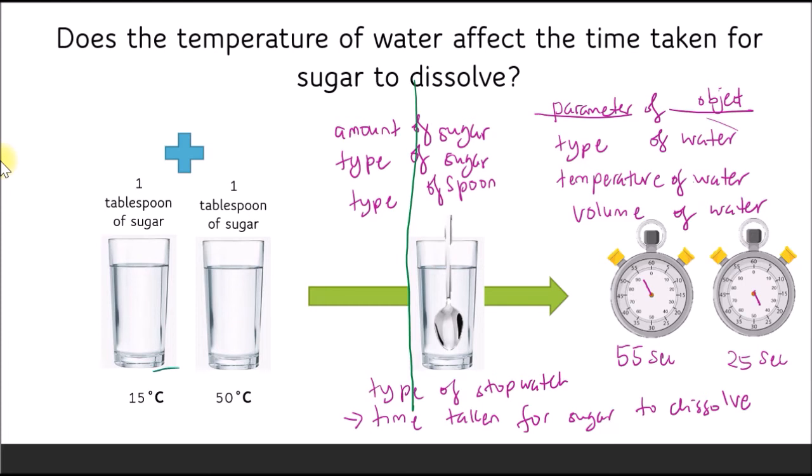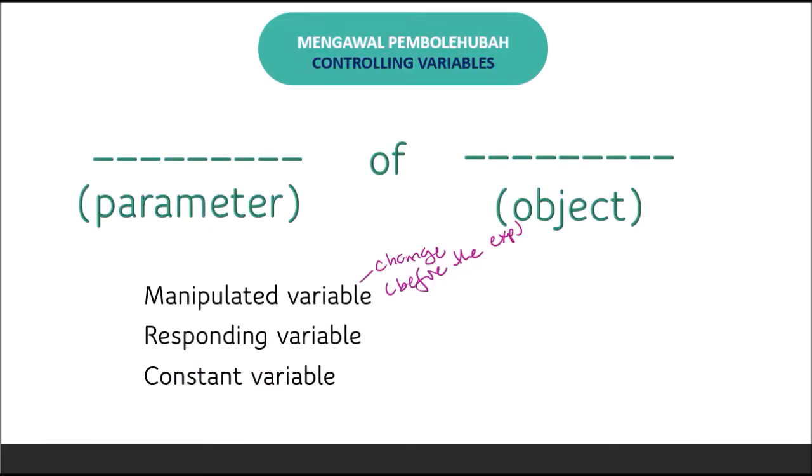Okay. Yes, of course. This one. What is this? This is the temperature. So I just take the temperature of water as the manipulated variable. So this is the temperature of water. Okay. Next, what is the responding variable?